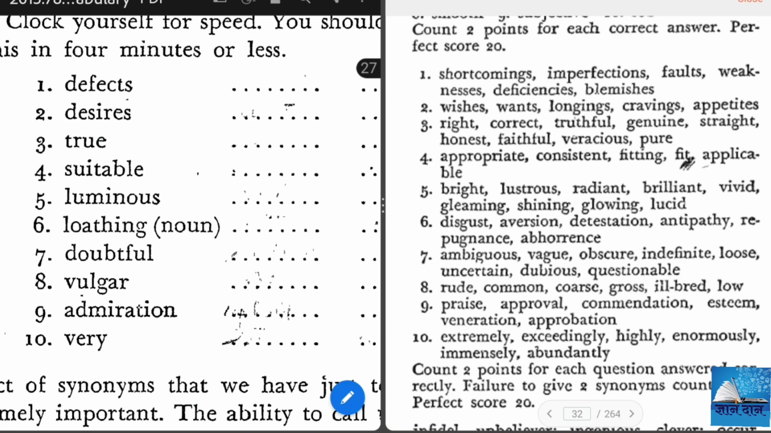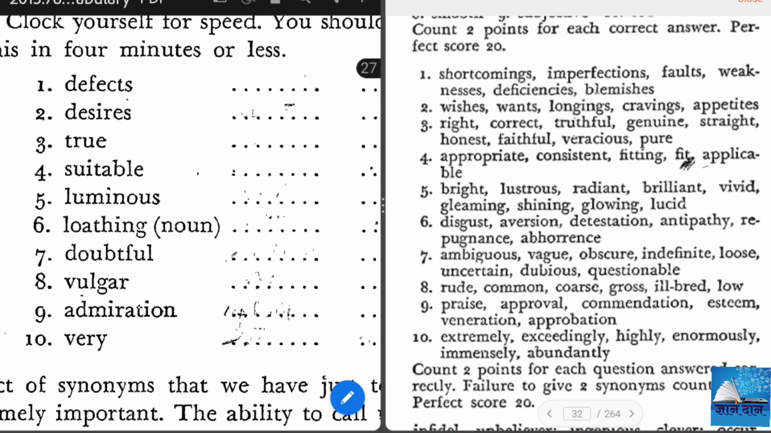Defects could have synonyms like shortcomings, imperfections, faults, weaknesses, deficiencies, blemishes. Desires could have synonyms like wishes, wants, longings, cravings, appetites. True could be right, correct, truthful, genuine, straight, honest, faithful, veracious, pure. Suitable could have appropriate, consistent, fitting, fit, applicable. Luminous could be bright, lustrous, radiant, brilliant, vivid, gleaming, shining, glowing, lucid.